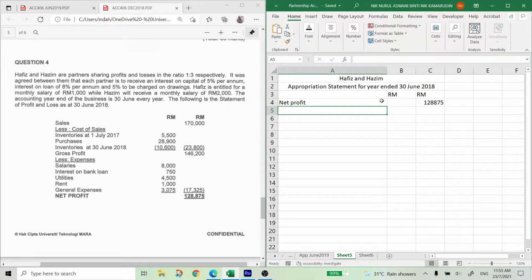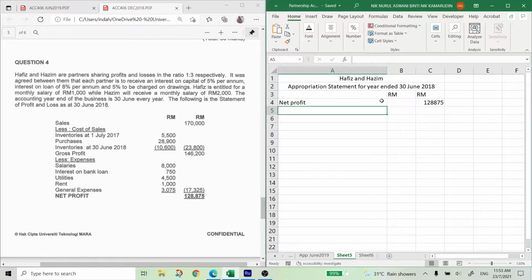Hafiz and Hazim are partners sharing profits and losses in the ratio of 1 and 3 respectively. It was agreed between them that each partner is to receive interest on capital of 5% per annum, interest on loan of 8% per annum, and 5% to be charged on drawings. Hafiz is entitled to a monthly salary of 1,000, while Hazim is entitled to a monthly salary of 2,000. The accounting year end of the business is 30th June every year, and the following is the statement of profit or loss as at 30th June 2018.